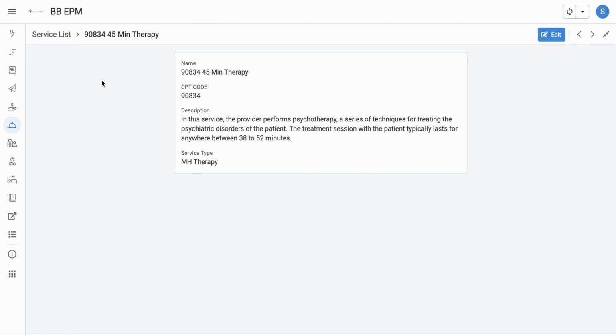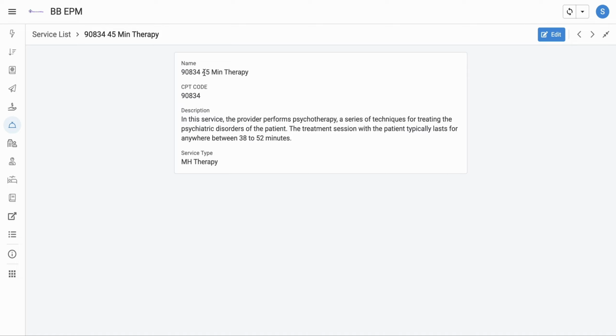90834. That represents 45 minutes of therapy typically. In the utilization of this CPT code, the provider is going to perform psychotherapy, a series of techniques for treating the psychiatric disorders of the patient. The treatment session with the patient typically lasts anywhere between 38 and 52 minutes. So again, be reminded that clinical documentation time is included in the billable time for the 90834 CPT code. And this is a time-based code, meaning you utilize this to represent time spent with the patient as well as for clinical documentation.